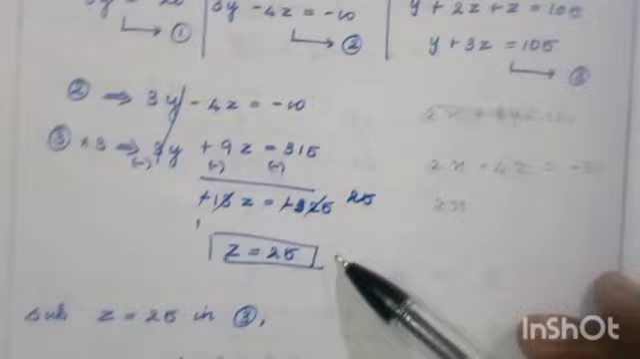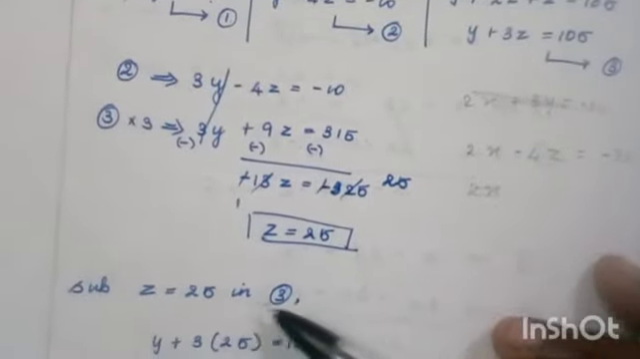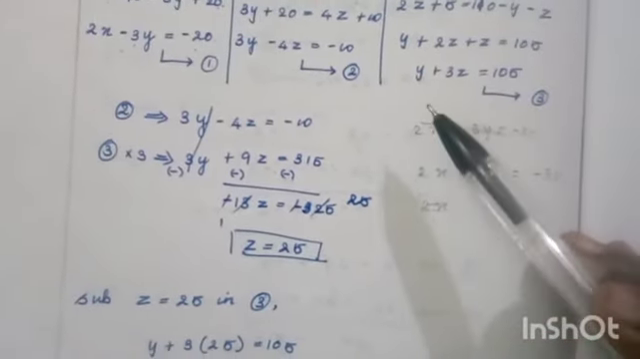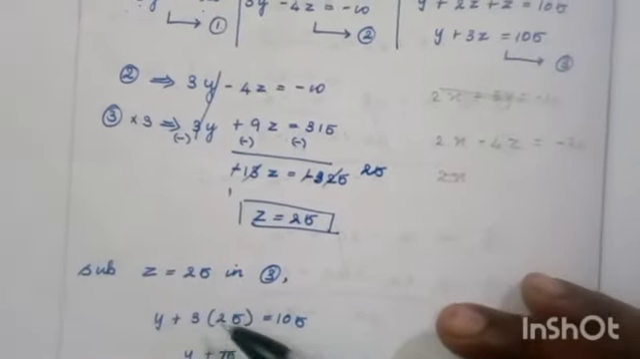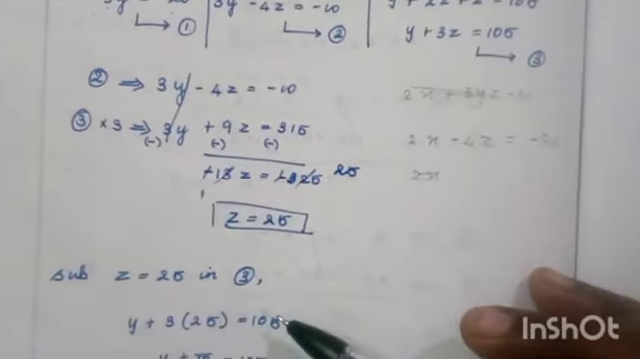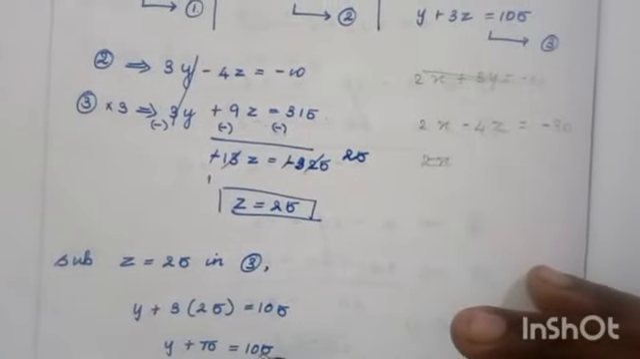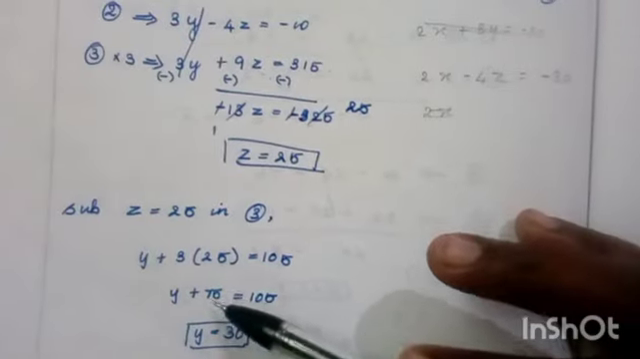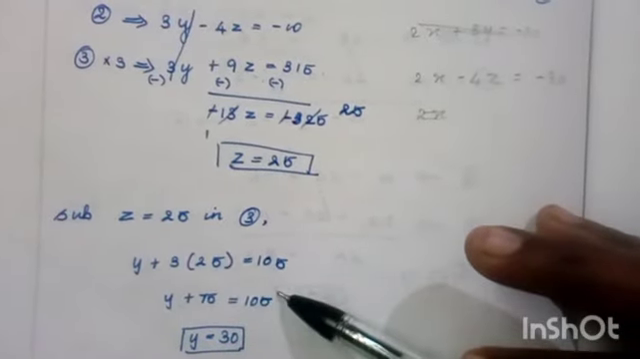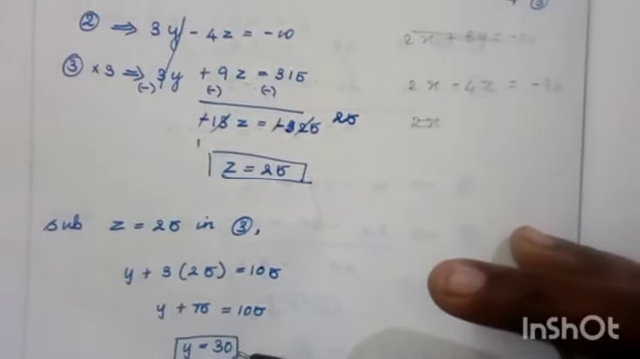Z equal to 25. Now we have to substitute z in equation number 3. Equation number 3 is y plus 3z equal to 105. So that is y plus 3 into z is 25 equal to 105. So y plus 75 equal to 105. This 75 transposed here is minus 75. So subtract, you get y equal to 30.